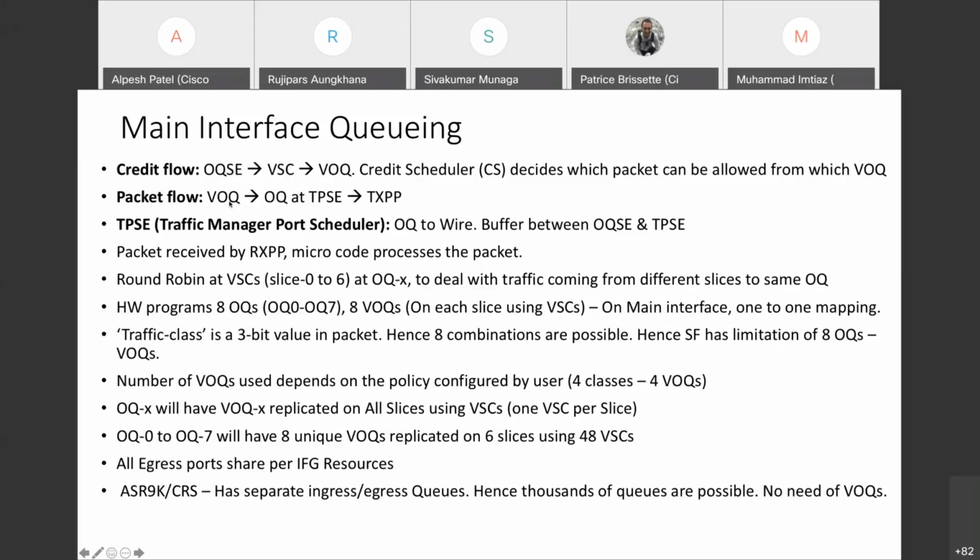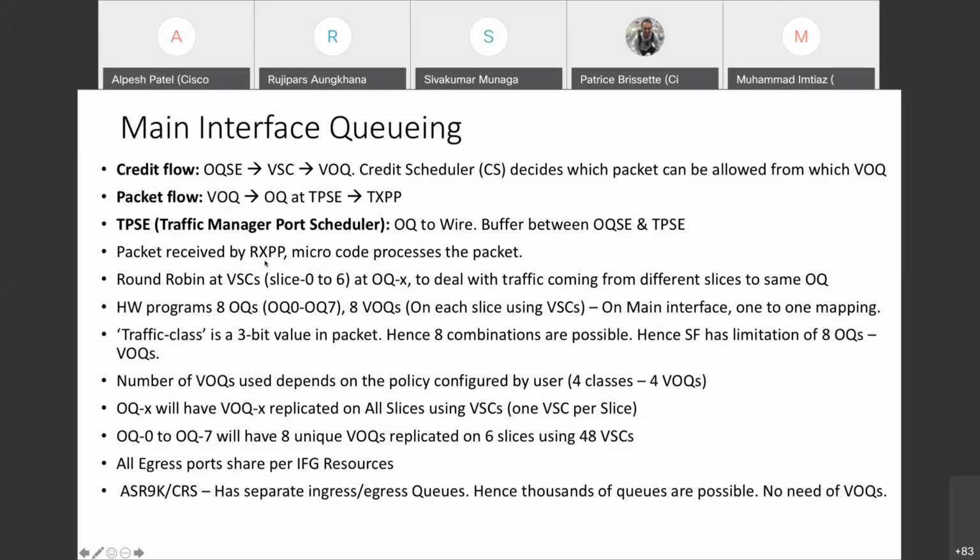How the packet flows, of course, is in the opposite direction. VOQ receives the credit, sends it to the output queue, and that goes to the transmit packet switching element and then TXPP. So the TPSC, the Traffic Manager Port Scheduler, puts the packet from the output queue to the wire. So it's kind of a buffer between the output queue switching element and the TPSC. There is a buffer there, but like we mentioned, there is no queuing on the egress side. This is a hardware buffer before you send out the packet to the wire, so this buffering has nothing to do with the queuing behavior of the QoS, just FYI.